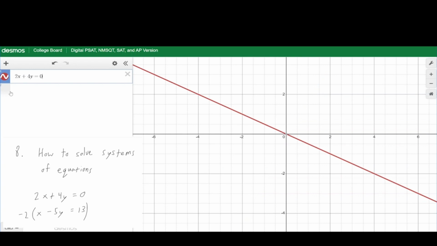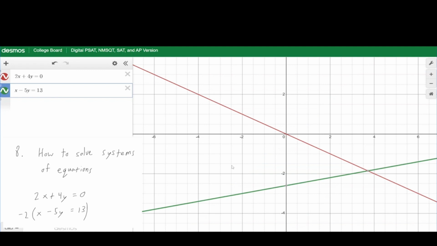In other words, Desmos is a very powerful tool. It doesn't even need to be y equals. Like again, when I was taking the SAT on a graphing calculator, before I did any of this, I would have had to solve the function in terms of y equals. But with Desmos, it does it automatically for us, which is very nice. And then the second equation is x minus 5y equals 13. And again, it highlights the point where they intersect.